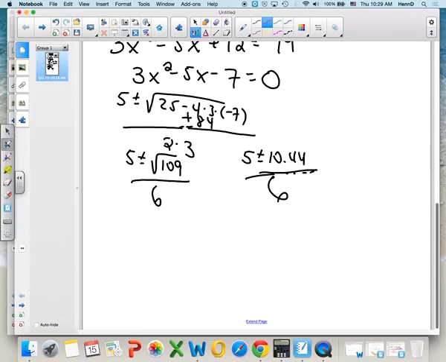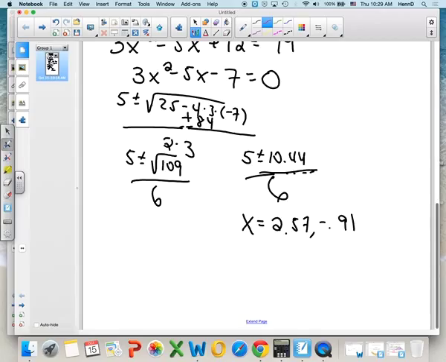Does this happen in his hand too? Yeah. Okay. So now it's 5 plus 10.44 divided by 2, and 5 minus 10.44 divided by 2. And then you get your two answers. I'm sorry, yeah, divided by 6. So it's x equals 2.57 and negative 0.1. Alright. Anybody have a problem with this? Wait, why is it divided by 6? Because a was 3 this time, so the formula is 2a. Yeah. So 2 times 3 was 6.